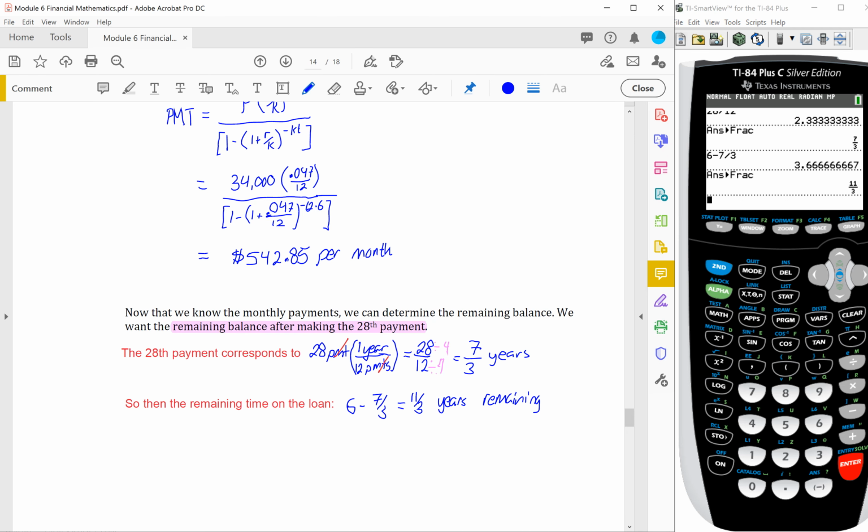So now let's determine what our payoff, our principal, is going to be remaining on this loan. Let's grab our formula. P is going to be your payment amount times 1 minus 1 plus R over K raised to the negative KT, divided by R over K. And again, when I write this formula, make sure that we're thinking that this T is going to be the time remaining on the loan. For us, it'll be the 11/3 years.